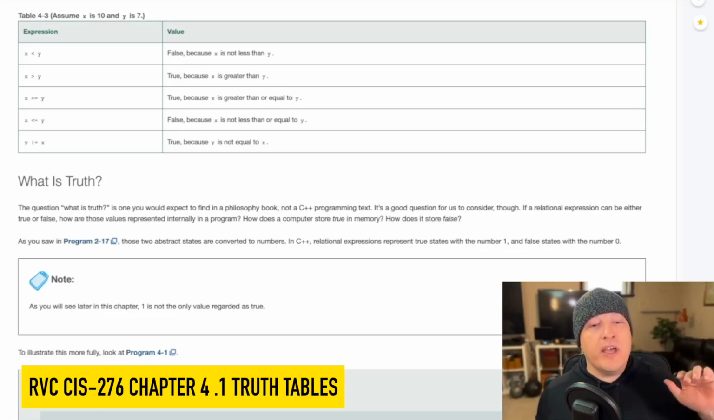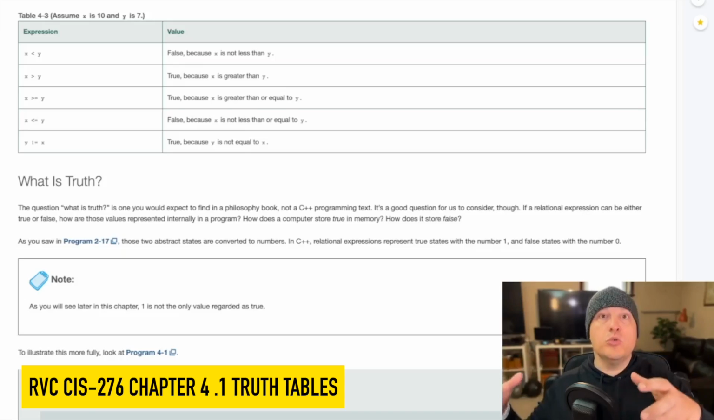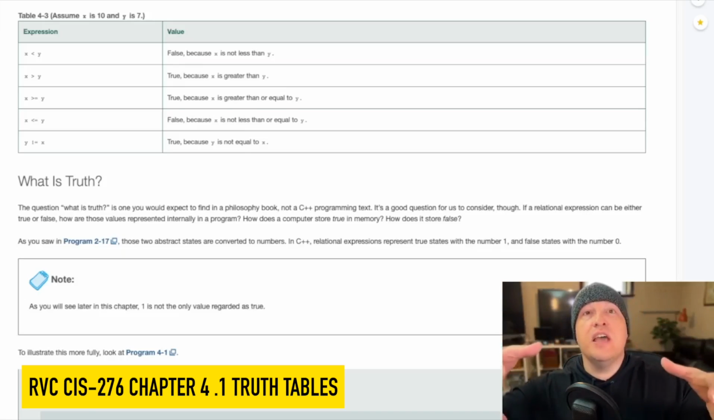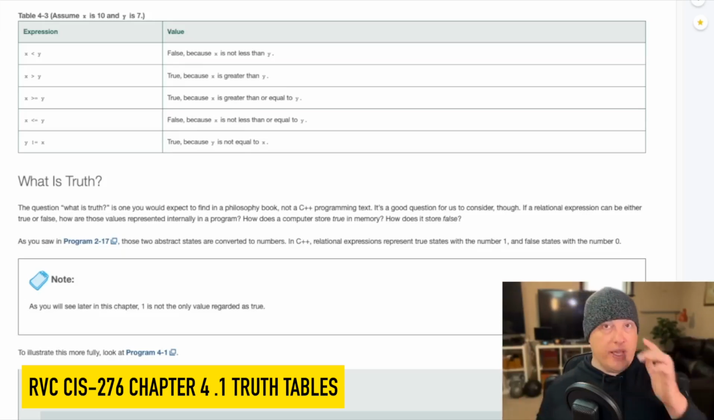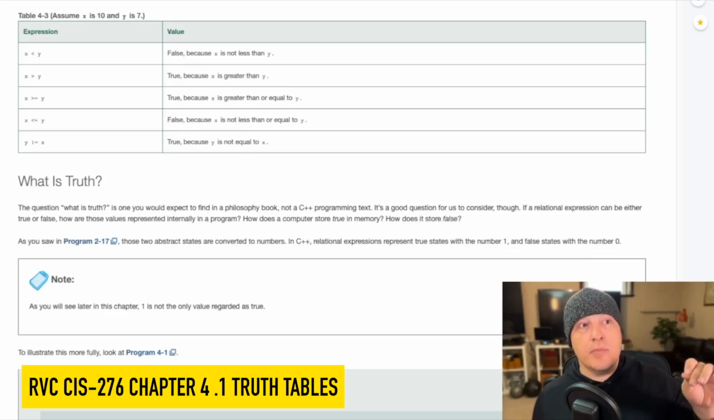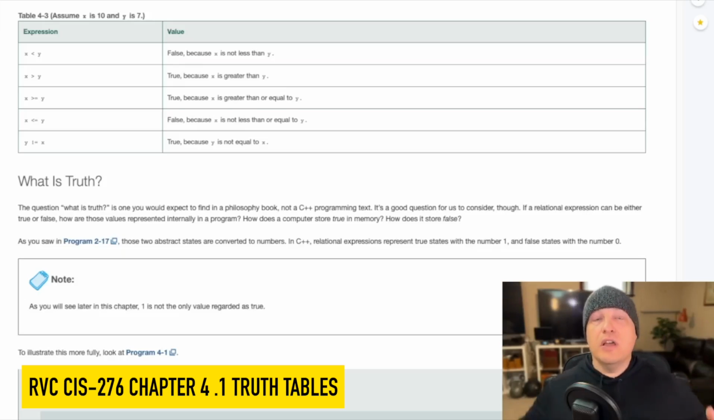So here on page 153, we have table 4-3, and we have true or false, and we want to see how those are evaluated. So the very, very first one of those is x. Before we get into it, we should mention here that x has a value of 10 and y has a value of 7. So the very first one, x is less than 7. You know in your mathematical mind that 10 is in fact greater than 7. So x less than 7 evaluates as false.